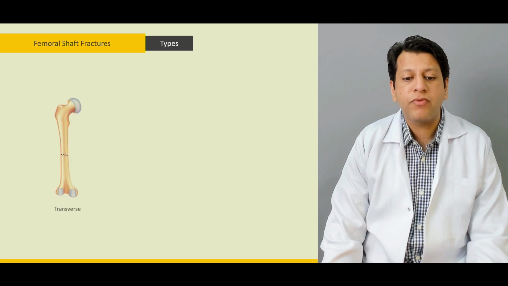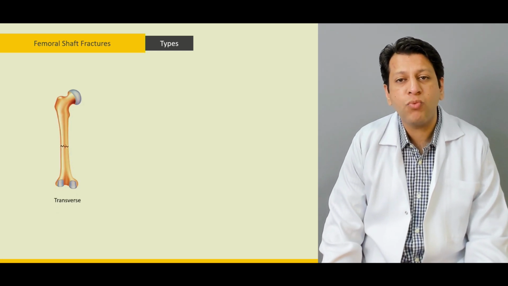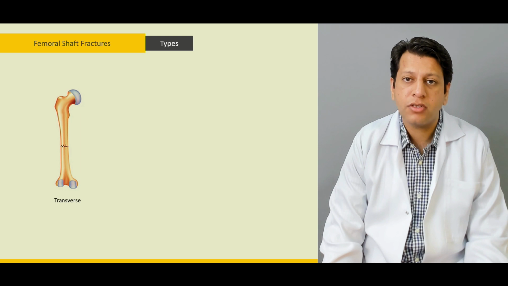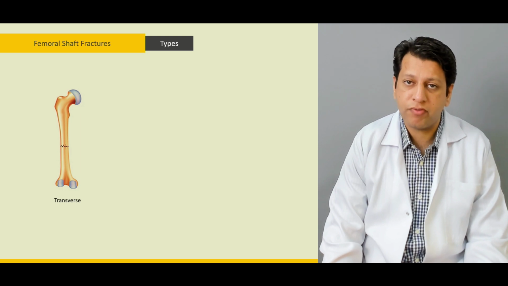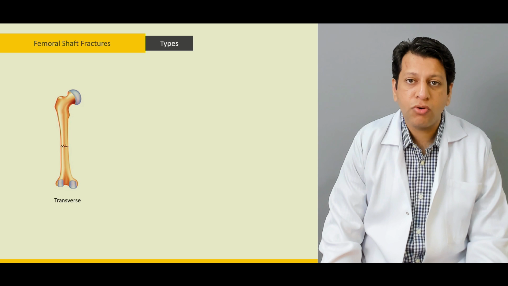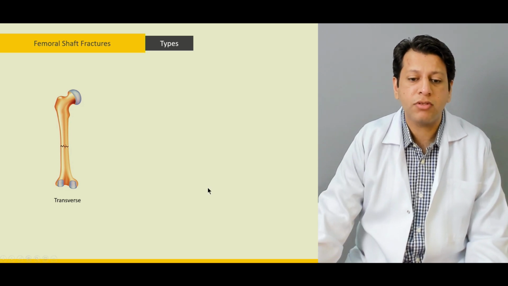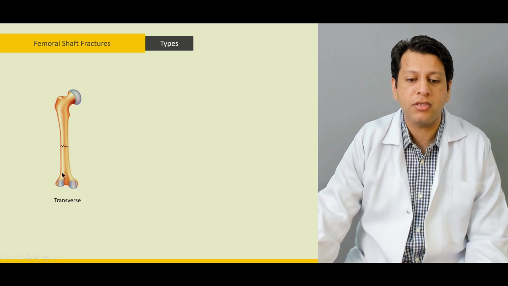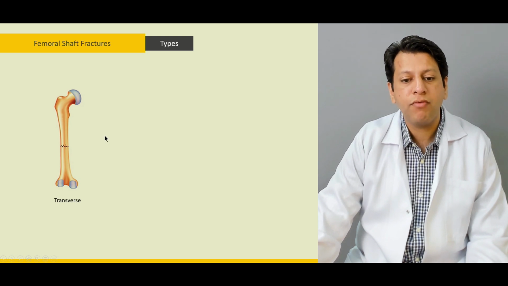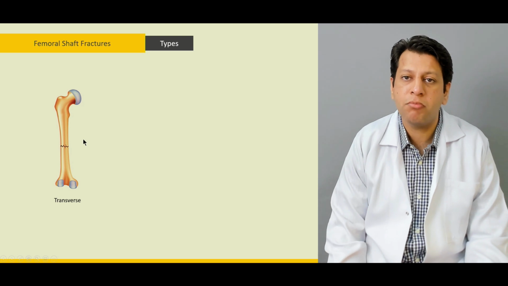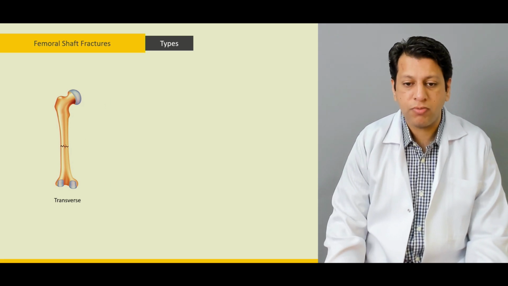Now the types of injury, it depends. One way of classifying femoral shaft fracture is on the basis of geometry of the fracture. Geometry could be a simple transverse fracture, that is when the force applied is such that the bone is stationary and there's a bending force acting on the shaft of the femur. This may result in a transverse fracture.